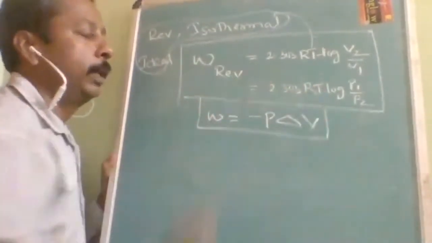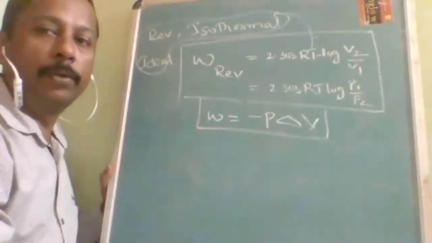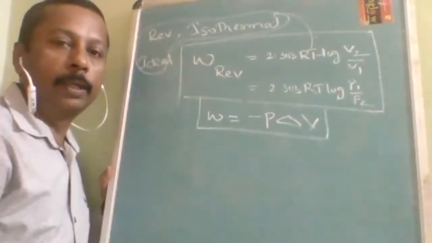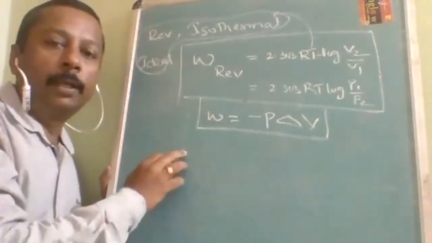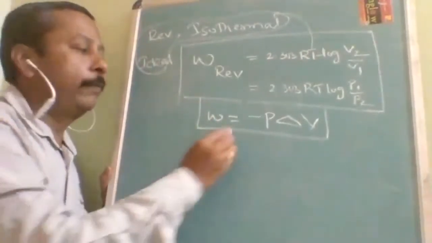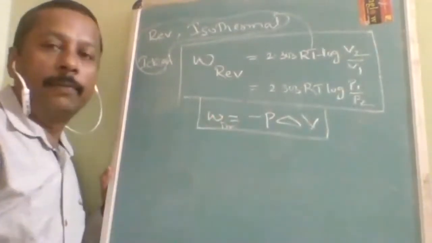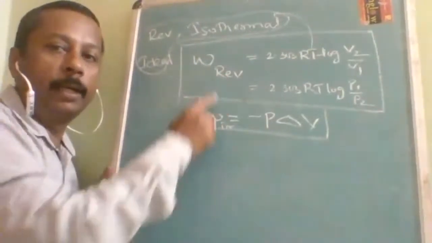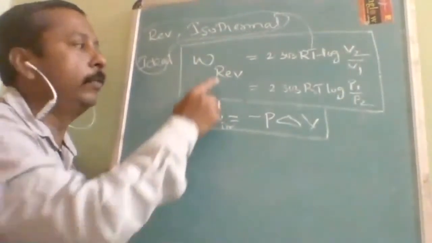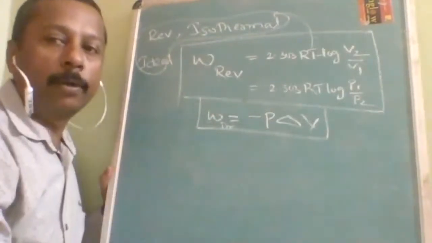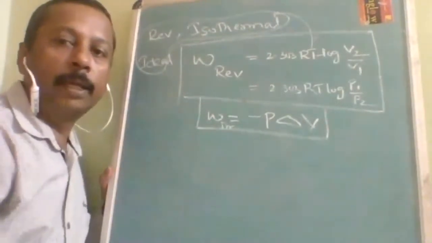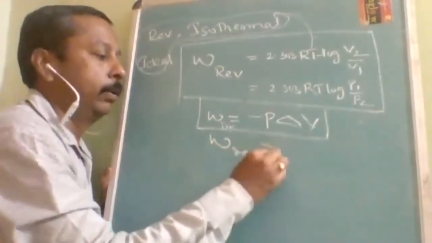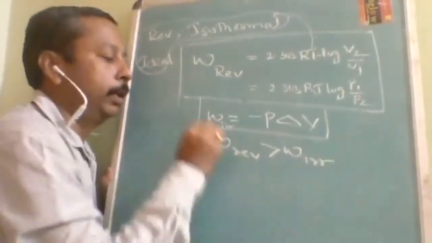This is applicable almost everywhere, without following conditions. But if you are using both formulas, the value and the process are the same. If it is irreversible, use this formula. If it is reversible, use this formula. If the same process is carried out in a reversible and an irreversible manner, W reversible is always greater than W irreversible.